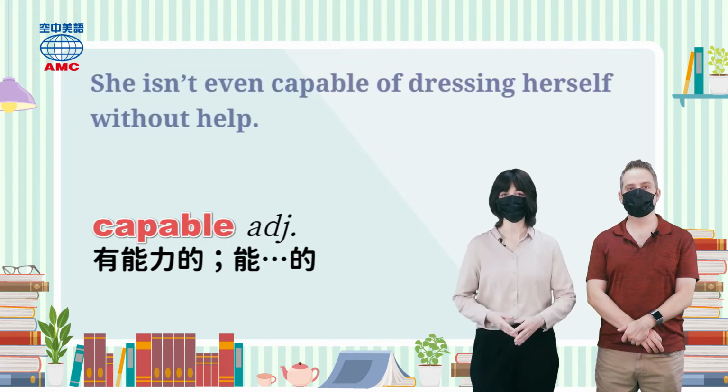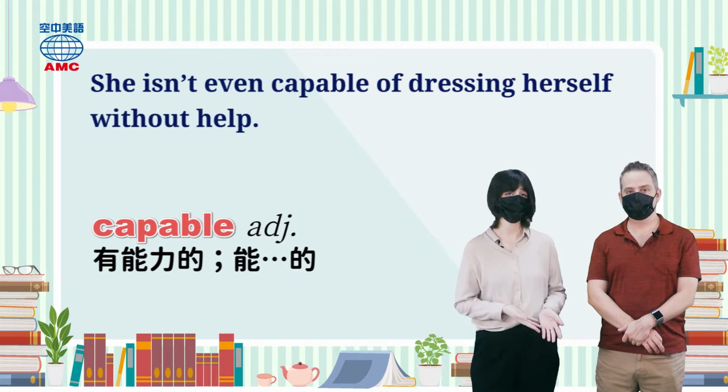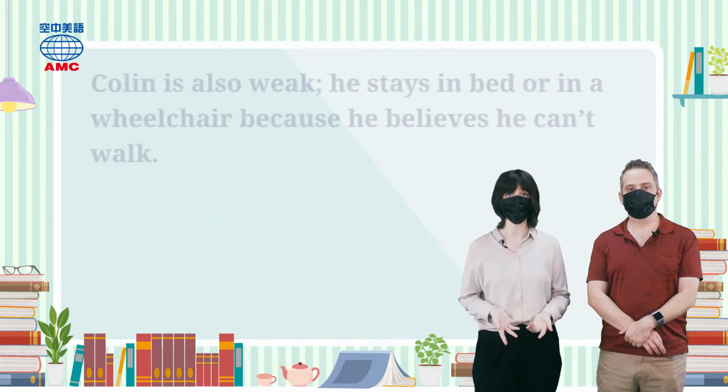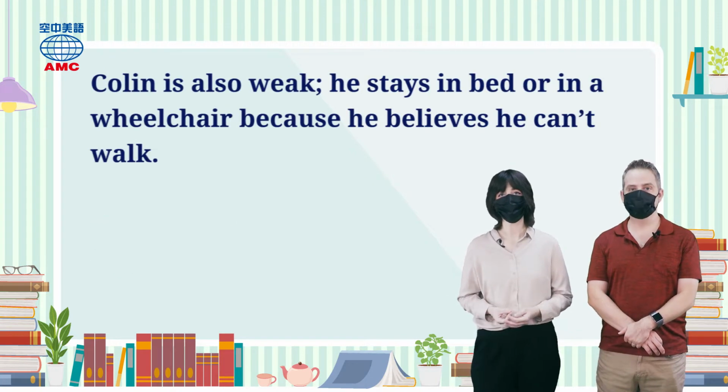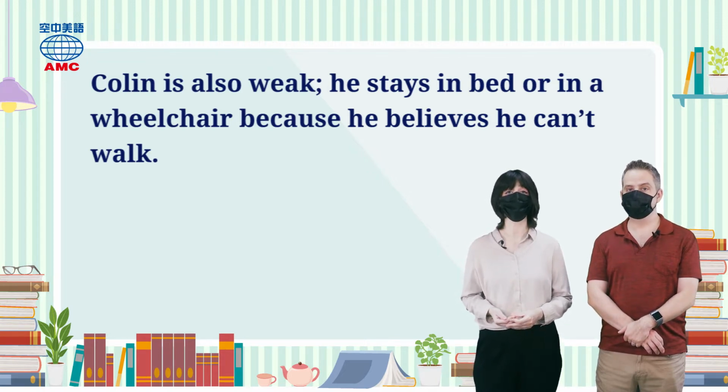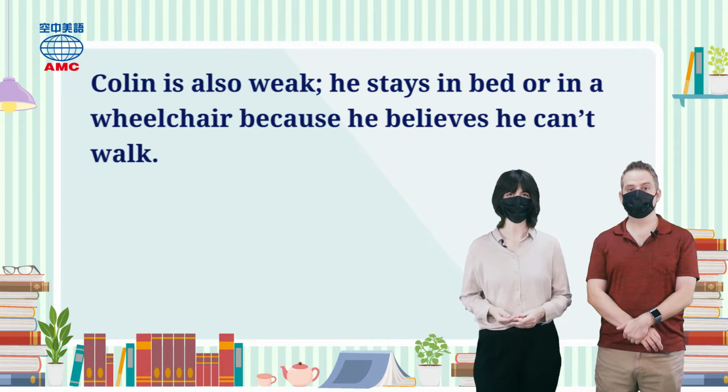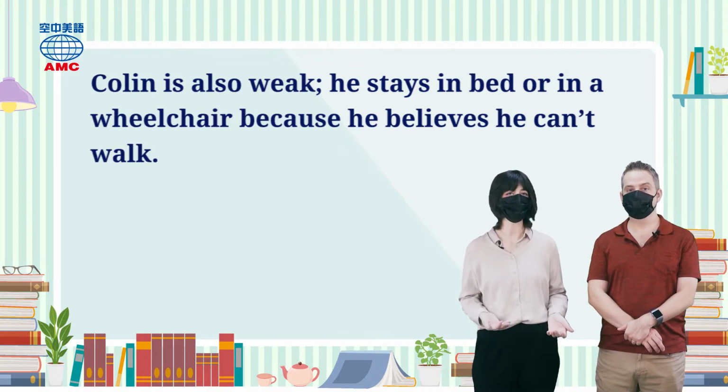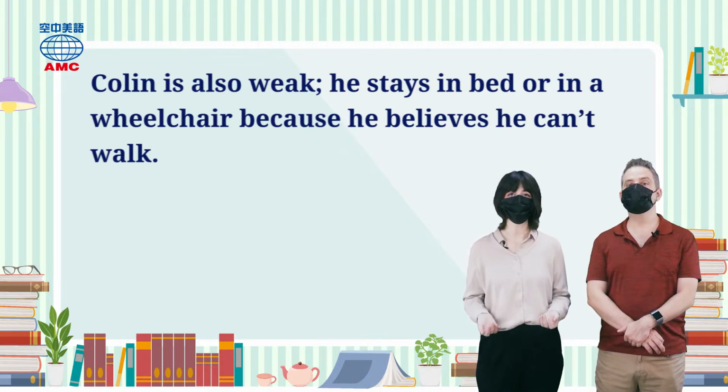All right, so we see that Mary is very weak. She can't dress herself without help. Colin is also weak. He stays in bed or in a wheelchair because he believes he can't walk. So he not only stays in bed, but anytime he gets out of bed, he's in a wheelchair.